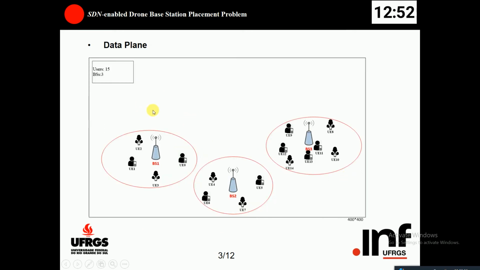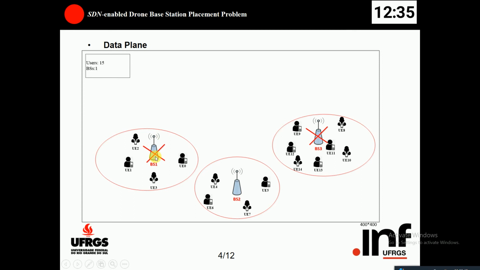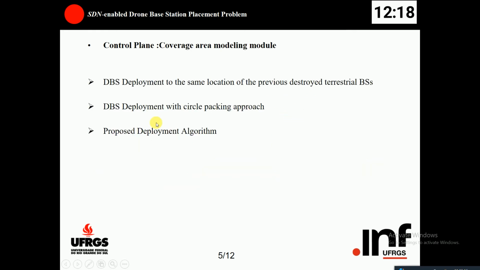We know cellular networks are dense networks, but for the sake of simplicity, I've only considered 15 users that are mobile and 3 base stations. In some situations, as I've already mentioned, some base stations, for example, BS1 and BS3, are failed and are out of service. So in this situation, we should send the drones to cover those areas.